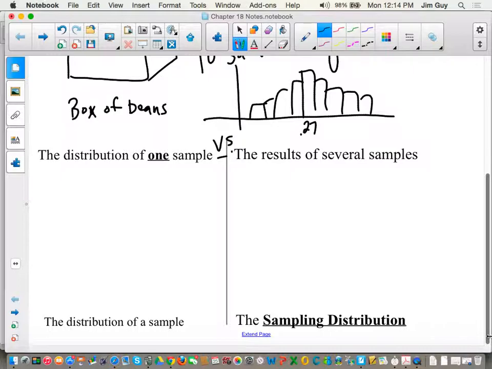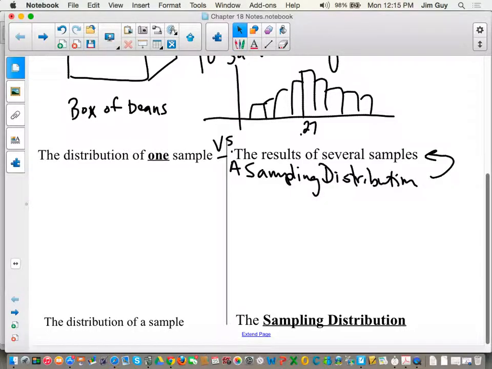So this is a sampling distribution. I'm going to write it up here. It's also down the bottom. Okay, so we know that a sampling distribution is the results of several samples.